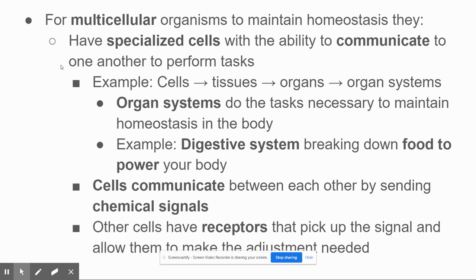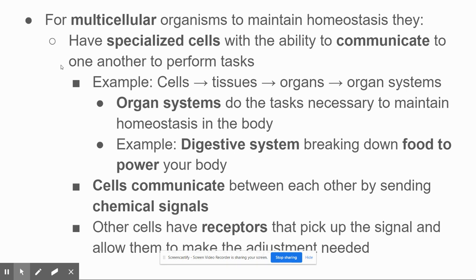So your nervous system versus your digestive system versus your circulatory system are all going to perform very different tasks and have very different structures. Organ systems do the tasks necessary to maintain homeostasis in the body. An example of this would be our digestive system. With our digestive system, we have the breaking down of food to power our body. That is the purpose of our digestive system.